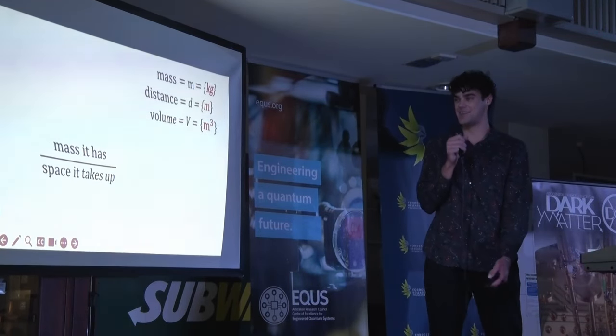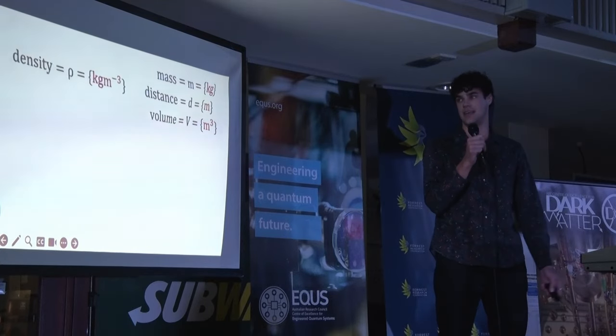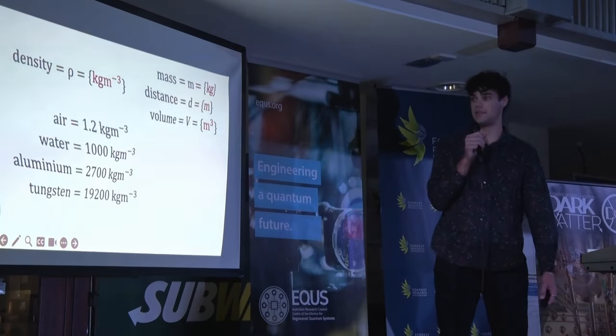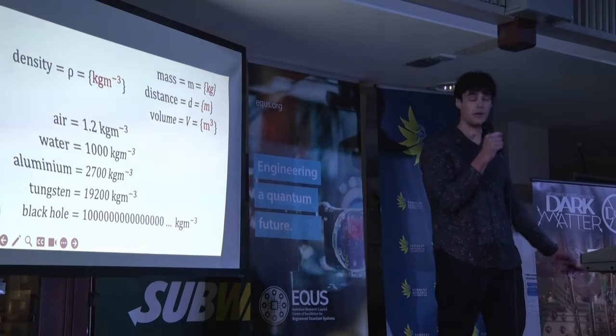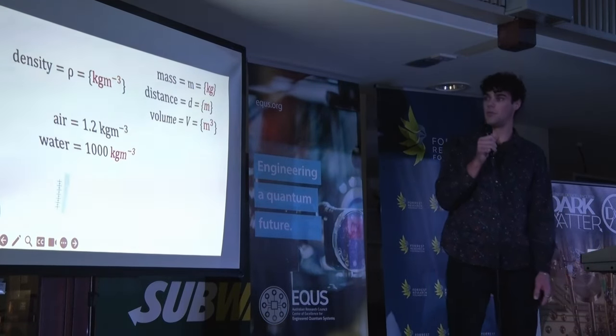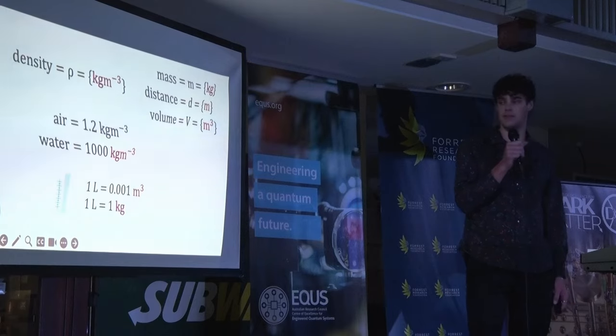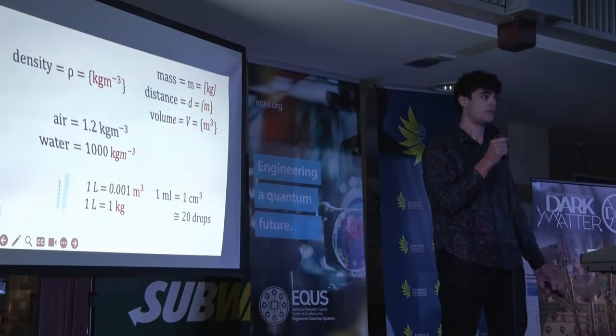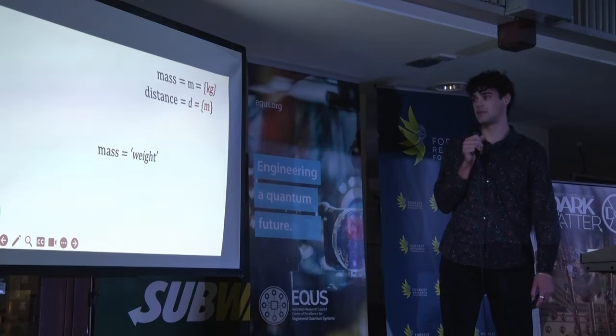If you put the mass over the space, what you get is density. Air has density, water has a much greater density, aluminum has a density, so do black holes, thanks Adele. So we've got water at 1,000, and that's pretty convenient. So 1 liter is 1 kilogram, and 1 milliliter is 20 drops. Not one drop like I thought when I was 14, it's actually 20.